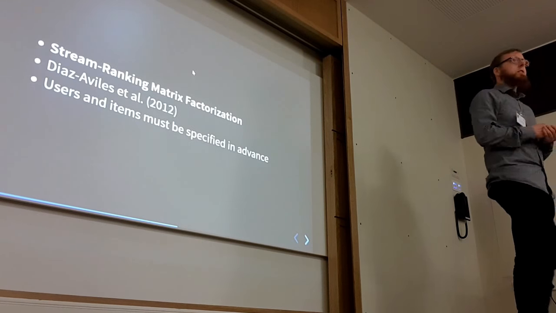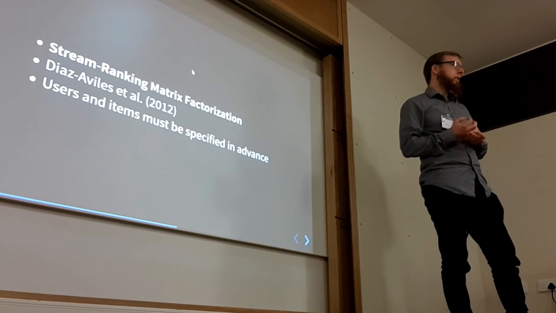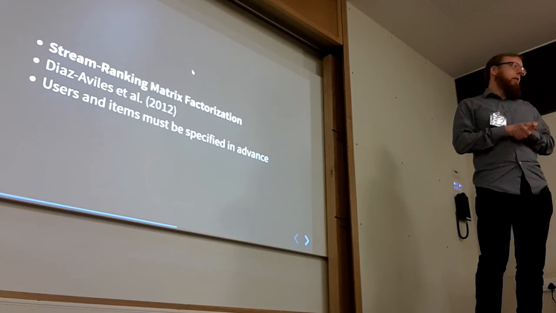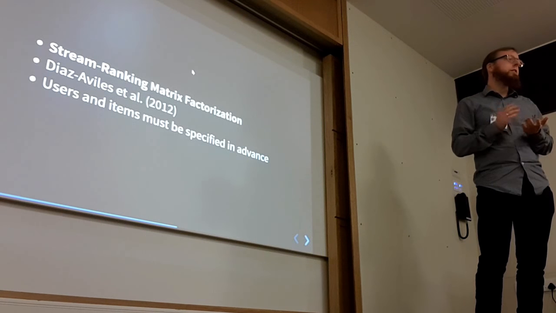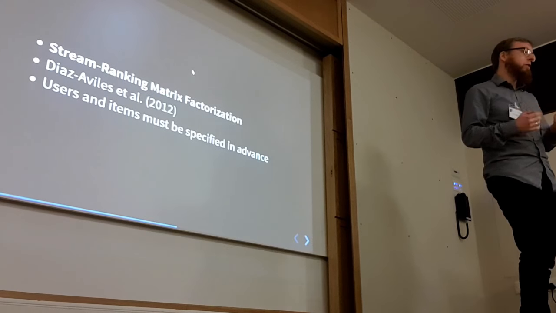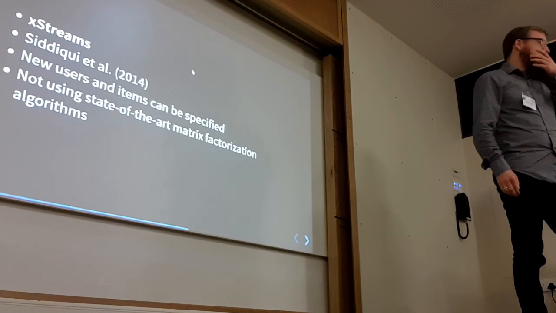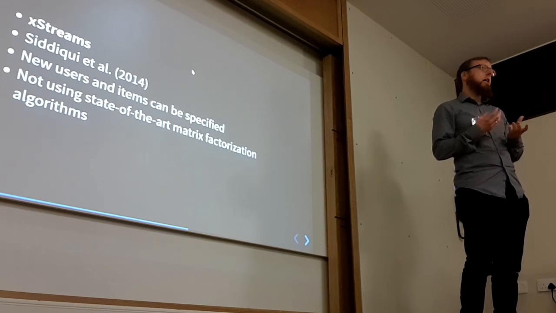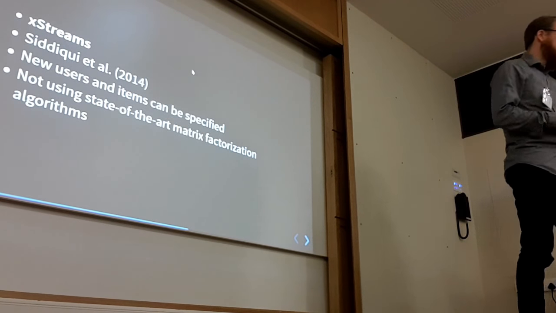However, there are some people that have looked at how you can do online matrix factorization. So the stream ranking one is one example. However, the problem with this for us is that users and items must be specified in advance. And of course, we've got new users and new items, new articles all the time, so that was no good. Something called X streams, where you can have the users and items, but the algorithm they're using is not the kind of state-of-the-art matrix factorization algorithm that we'd really like to be using.